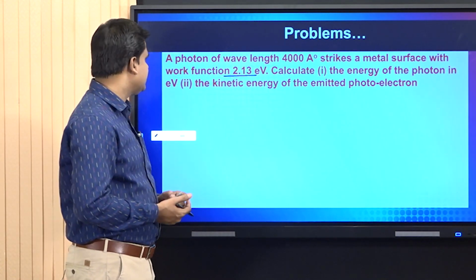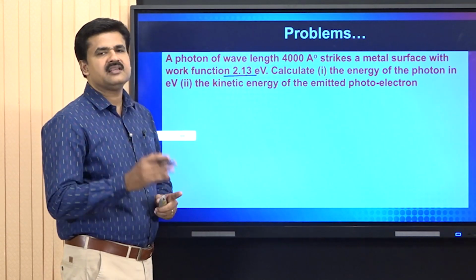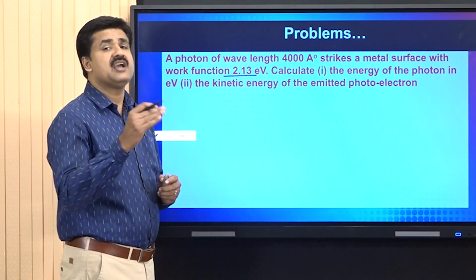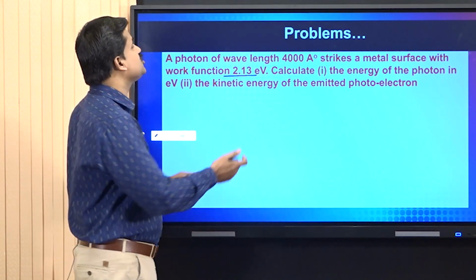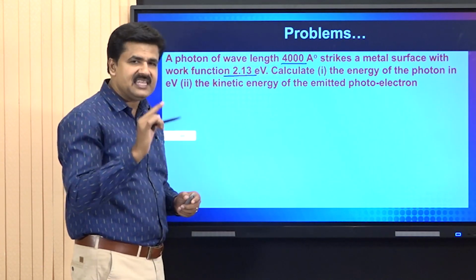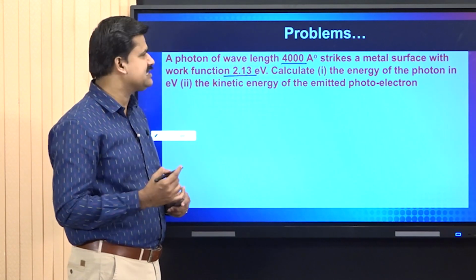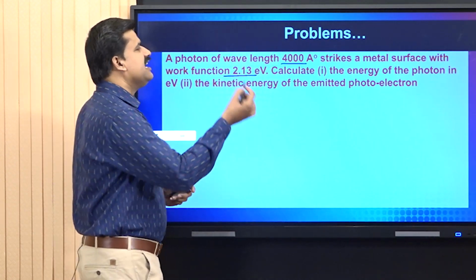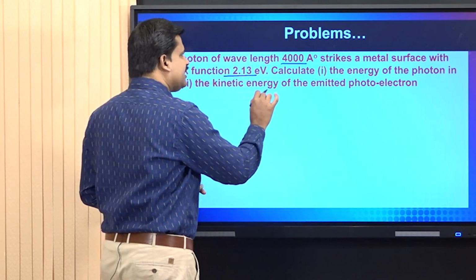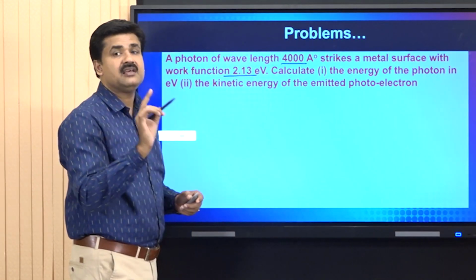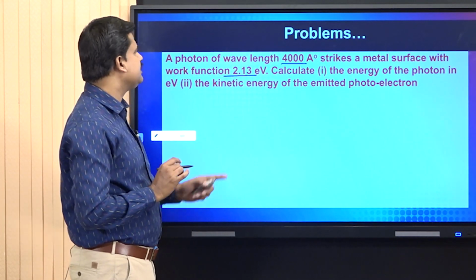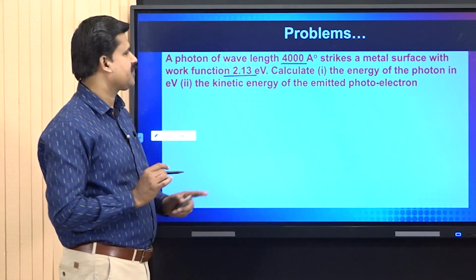It should be noted that the work function is given in electron volt. Therefore, we have to first find out the energy of the incident photon of wavelength 4000 angstrom in electron volt. That is, we have to find out the energy of the photon of wavelength 4000 angstrom in unit of electron volt. After that, we can calculate the kinetic energy.